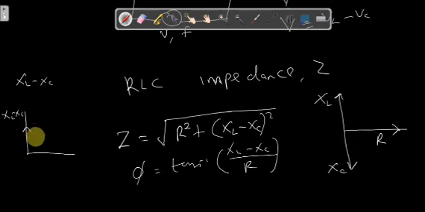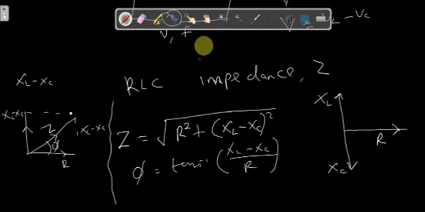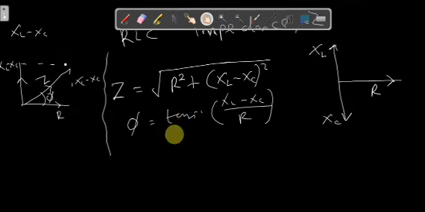Then we have an arrow this way. So if I complete a rectangle for this, I'm going to have this. So this is the impedance, and this is the phase difference. Okay, so if you work this out, this is going to be XL minus XC. So you can see that this also holds for what we did before.